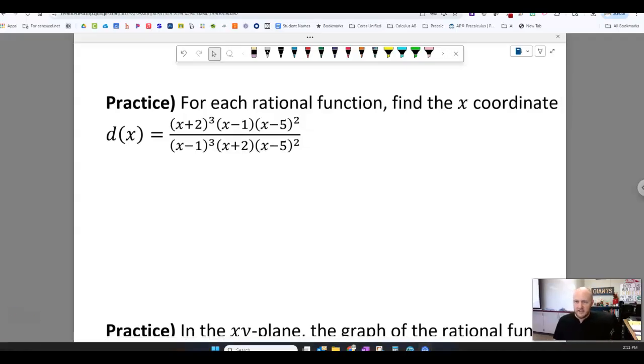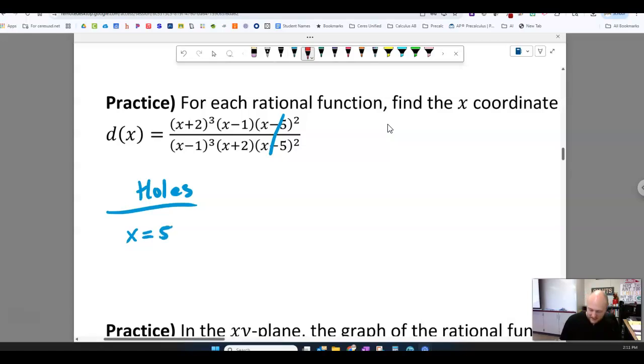All right, hopefully you went ahead and paused and tried this one. Once you get the hang of this, it's pretty easy to see holes. If they match exactly, then that is a hole. So here we have x equals 5 is going to be a hole. And then when we look at x plus 2, that is also going to be a hole. I know we do still have an x plus 2 in the numerator, but because it had a factor in the denominator, that's going to be a hole at x equals negative 2.